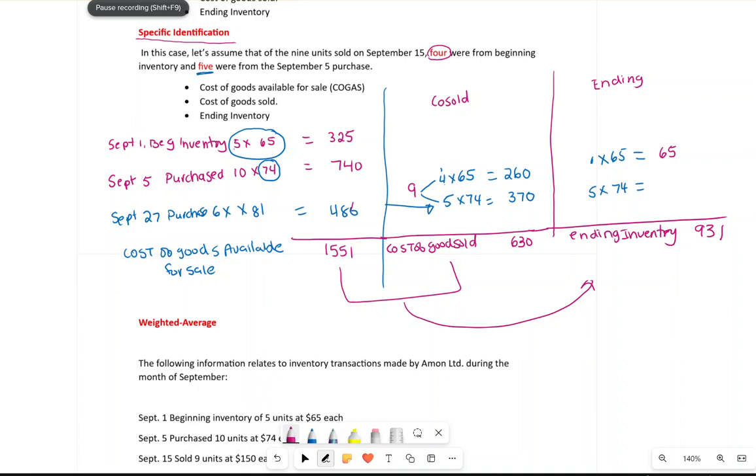5 times 74, and that gives me 370. We also didn't sell our 6 units at 81. That gives me 486. So if I add all of them together, that will be my ending inventory. Going further, we're gonna do our first one. We did this specific identification method.